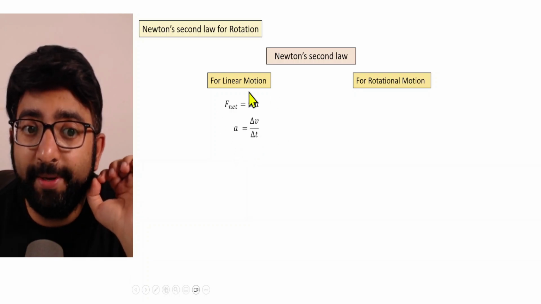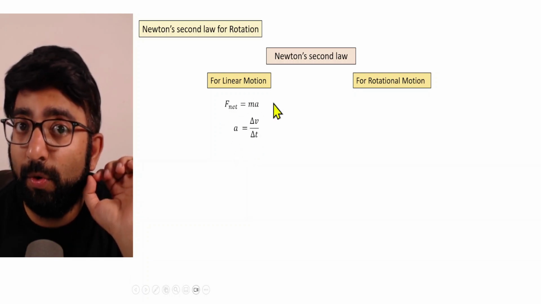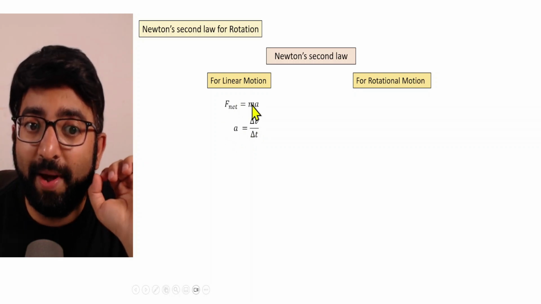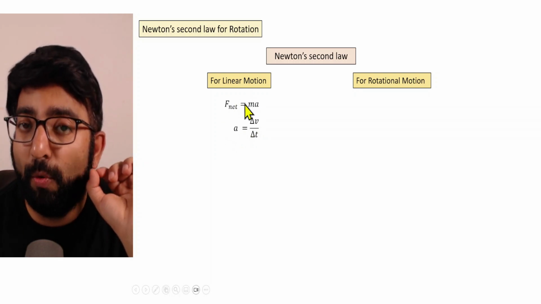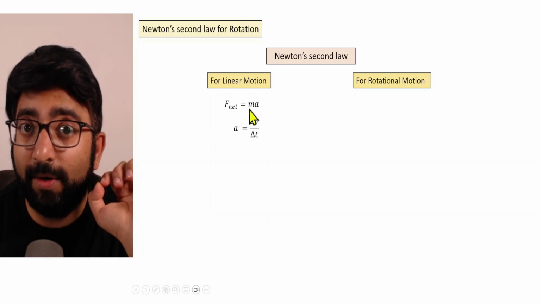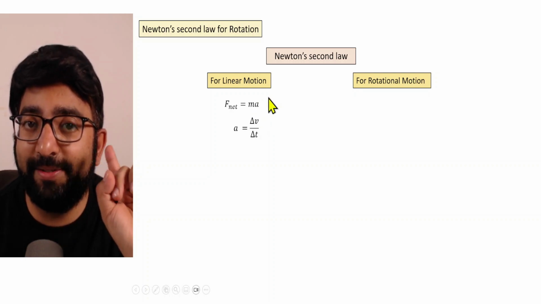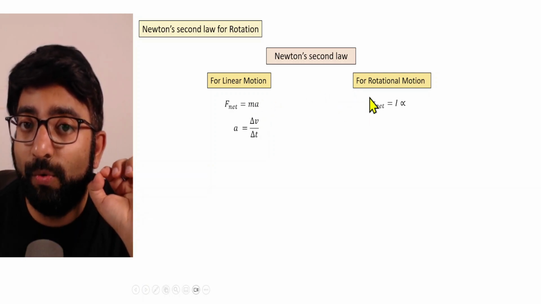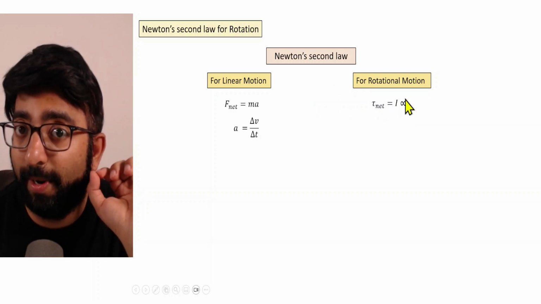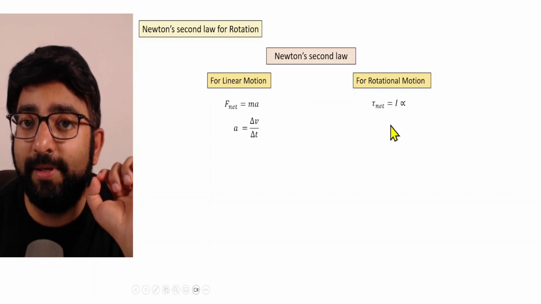Now, what is the corresponding equation for F net is equal to ma? The term analogous to force is torque. The term analogous to m, mass, is moment of inertia. a is linear acceleration. So the term analogous to a will be angular acceleration, that is alpha. Hence, the equation becomes net torque is equal to moment of inertia multiplied by alpha, the angular acceleration.